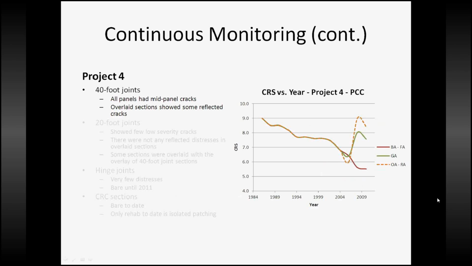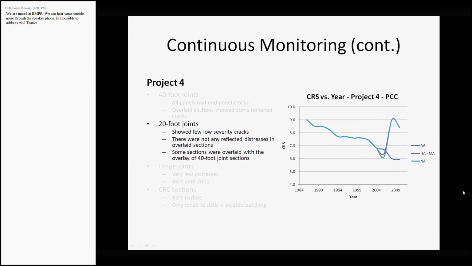Now, some of these sections were overlaid in 2007, and a lot of the sections that were overlaid showed reflected cracks, and most of the reflected cracks that we observed in 2010 were at the very least of medium severity. The 20-foot joint sections showed few low severity cracks. Some of these were also overlaid in 2007.